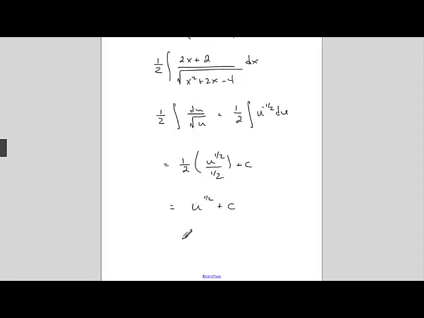And now we can do the substitution back in. I'm just going to go ahead and do it all in one fell swoop here. So we have the square root of x squared plus 2x minus 4, plus c. So this is u, and the 1/2 power is the square root.